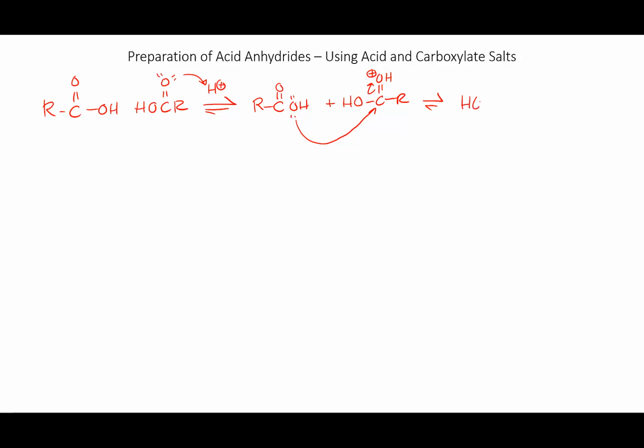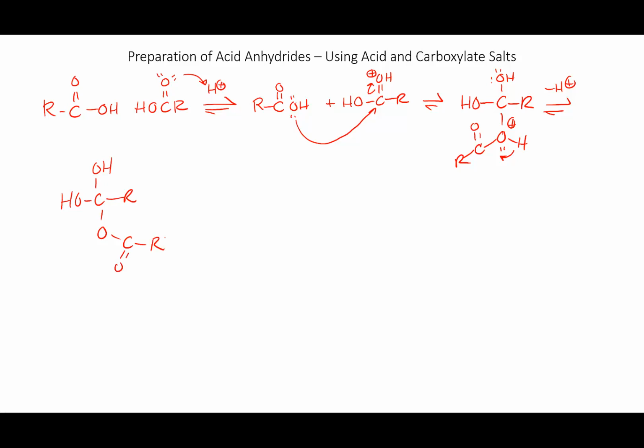So now I'm going to end up with my OH group where the carbonyl was, and now I'm going to end up with the OH with the plus charge with a C double bond O. So I've added the carboxylic acid as a nucleophile. I'm going to lose H plus here. So when I lose my H plus, I'm now going to end up with that species.